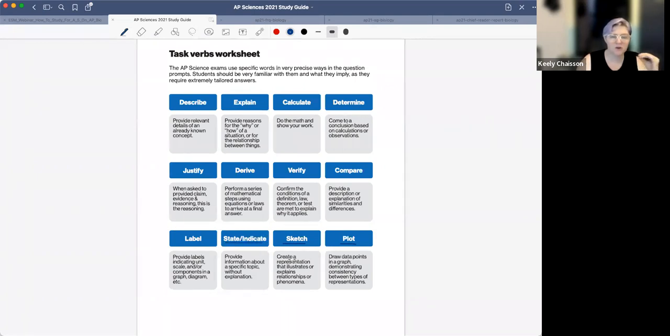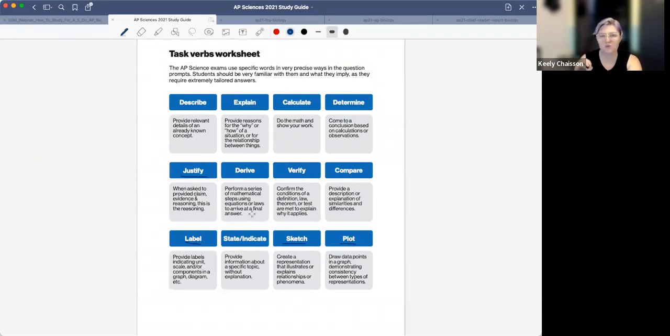State or indicate is telling us something about a specific topic without explanation. Be very specific about that. If they're asking you to just tell them something, don't explain, just tell them and move on. Label means you are marking up a diagram that they gave you or labeling a graph that you drew. When you see the word justify, you should think about those claim, evidence, reasoning paragraphs that you've hopefully written in a science class before.